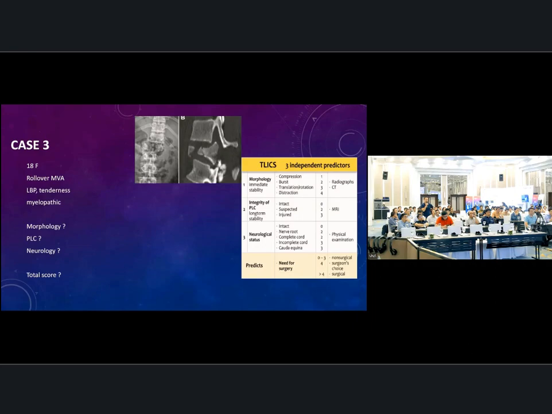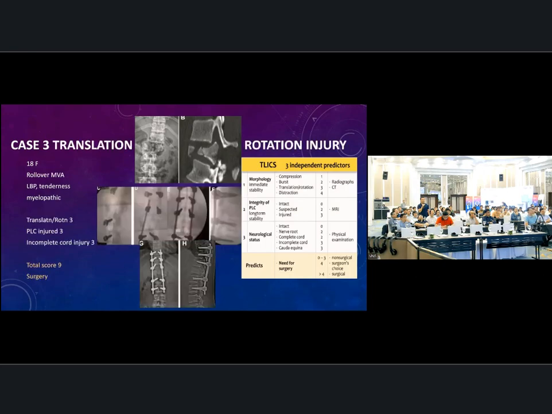3 points. Distraction, I think you'd probably see more of a space between the vertebrae. 3 points, yeah. And the integrity of the PLC, yes, you can see how it's open here. 3 points, so that's 3 points too. So already we're moving to neurology, I guess. Myelopathic, 3 points. 3 points, yeah, sure. So again, this is definite surgery. Is it 9?